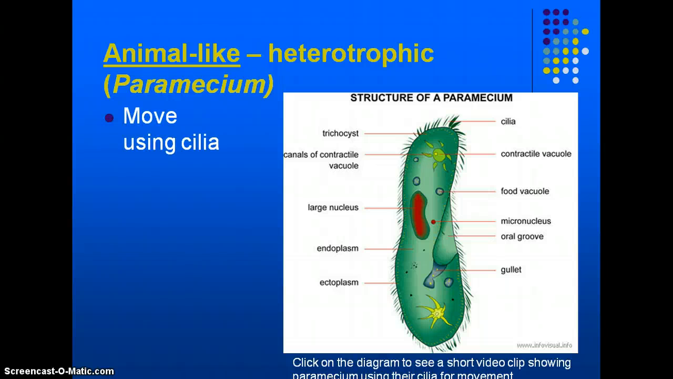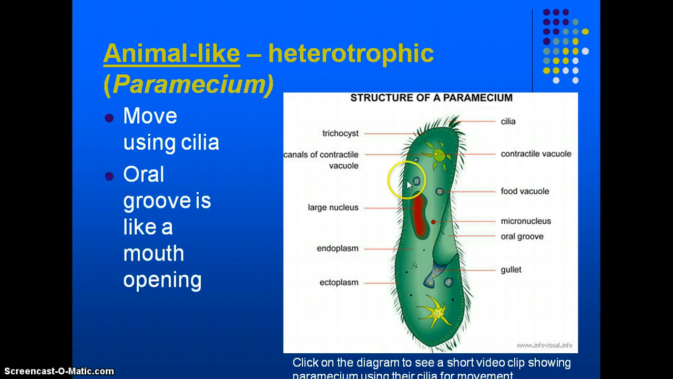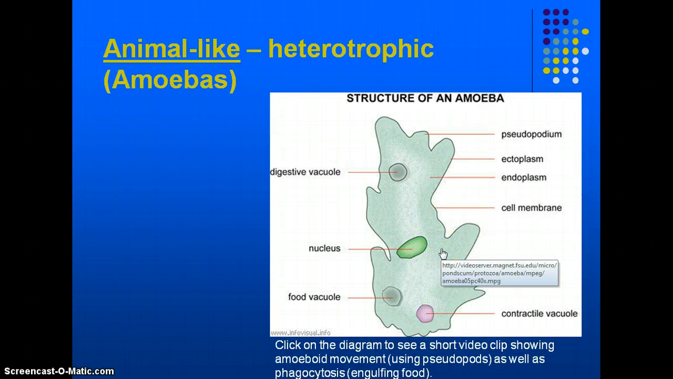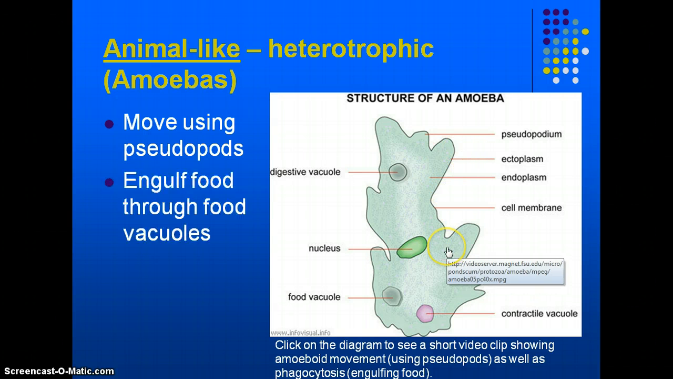You'll see that it is surrounded by cilia, and it will use that for movement. And it does have an oral groove right here, and that is a mouth-like opening for it to ingest materials. And then we also have the amoeba, which is heterotrophic and animal-like. It moves using pseudopods, and it will also engulf food through vacuoles. And a lot of these actually do cause diseases.